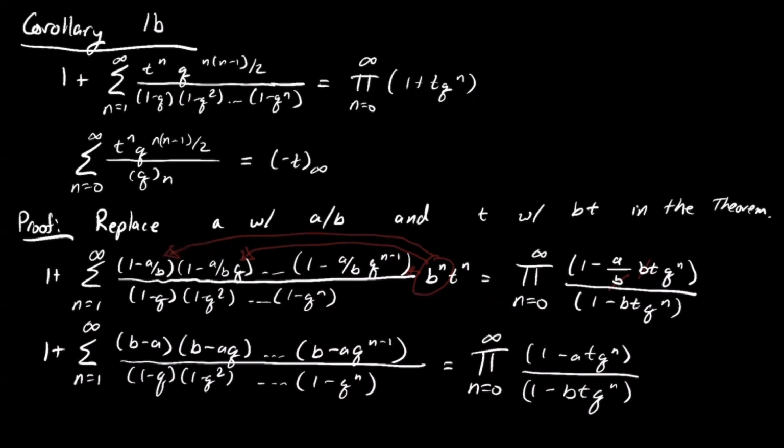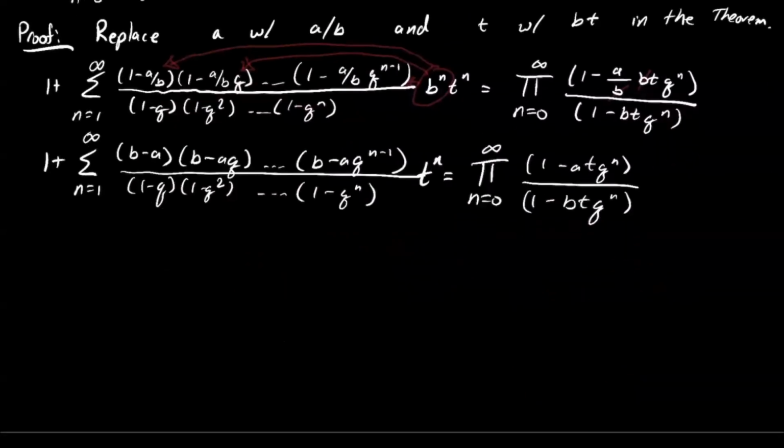Okay, so we've taken our theorem, we replaced a by a over b, we replaced t by bt, and we've achieved this result so far. Okay, and I forgot to write a t to the n over here, so I'll put that t to the n in over here. Okay, so what are we going to do next? We're now going to set b equal to 0 and a equal to -1 in this expression.